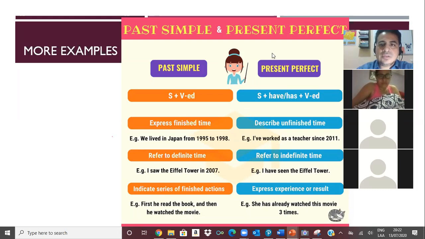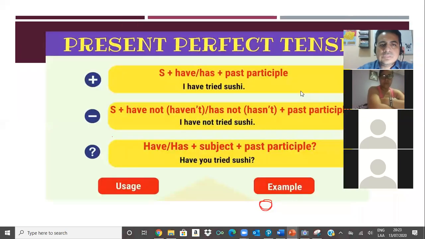Now, quiero que vean aquí. Yo usé has in this example here. ¿Por qué uso has? You see? 3rd person. Very good. When you have he, she, it, has. El resto, have. Okay? Very good. Estructura, present perfect: subject plus have or has plus past participle. Very important. You have to use the past participle.